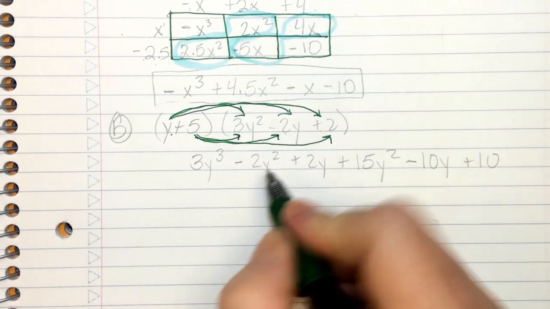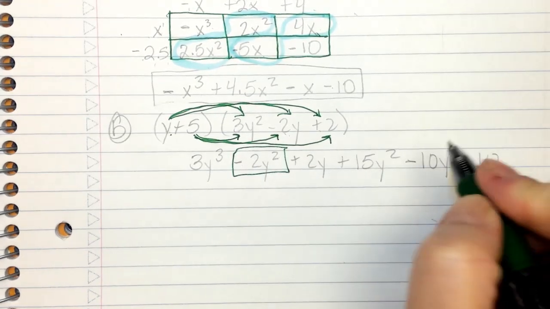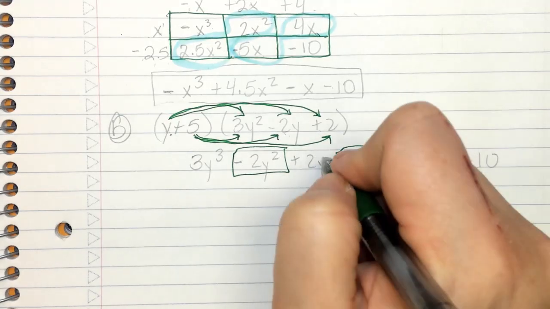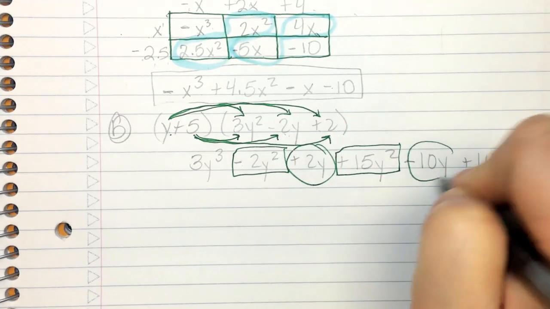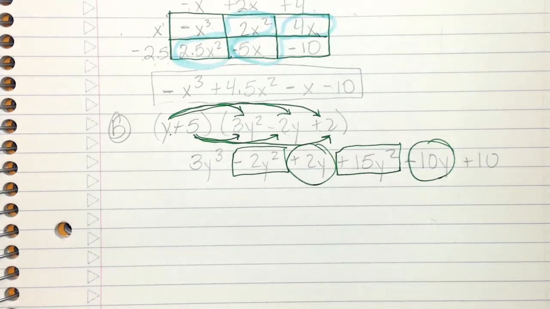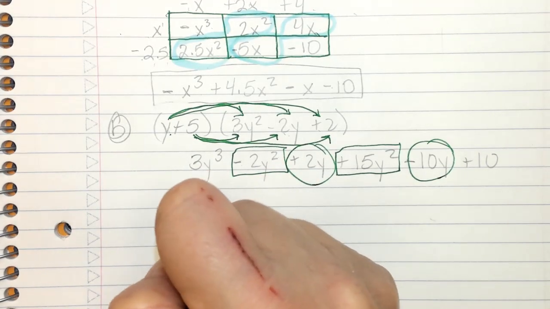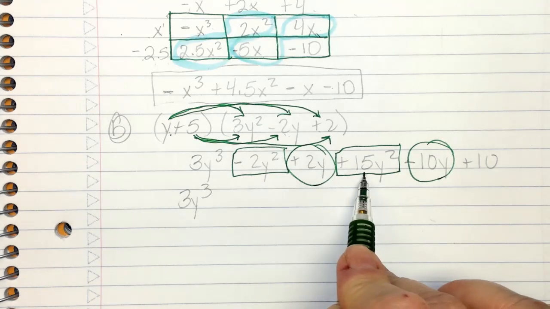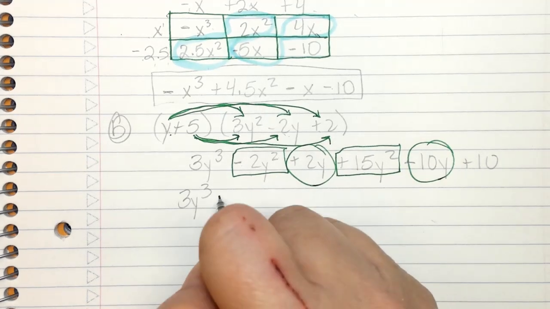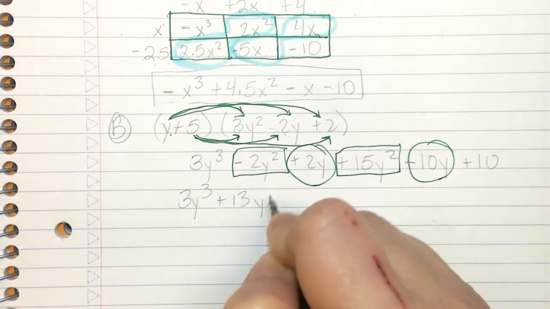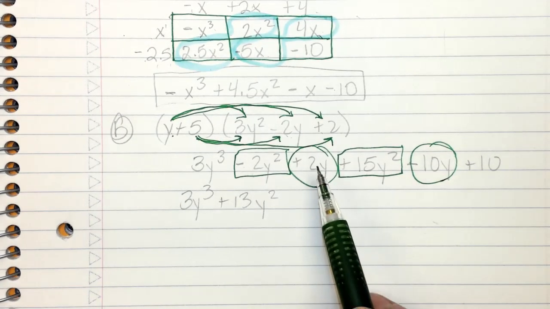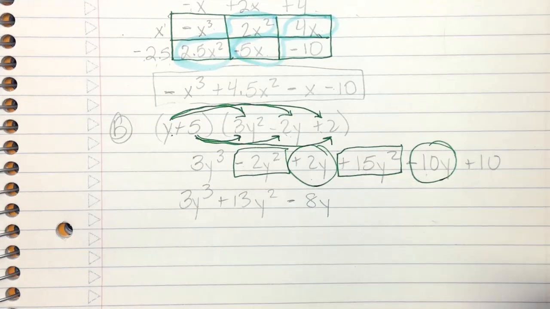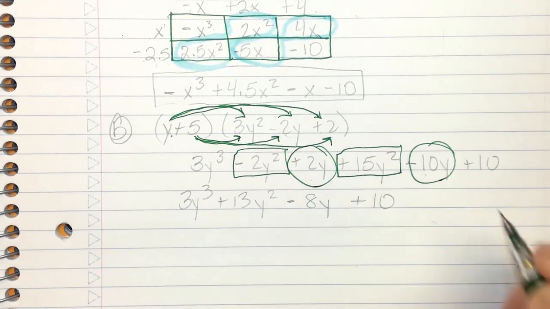So I have this negative 2y squared and the positive 15y squared could be combined, and then I have the 2y and the negative 10y are the same. So I'm going to combine those. So I have 3y cubed, negative 2y squared, and positive 15y squared gives me positive 13y squared. And then 2y and negative 10y gives me negative 8y, and then positive 10.